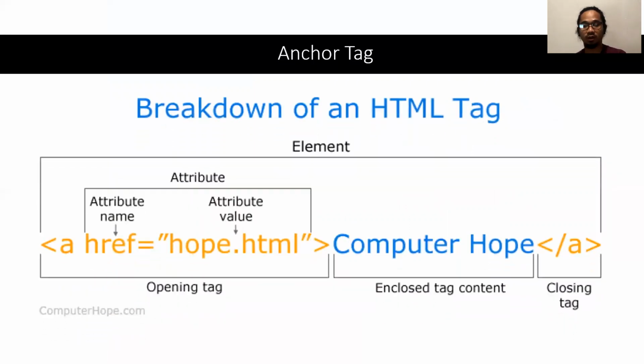The anchor tag is the HTML used to create a hyperlink on the web page. The A tag defines a hyperlink, which is used to link from one page to another.